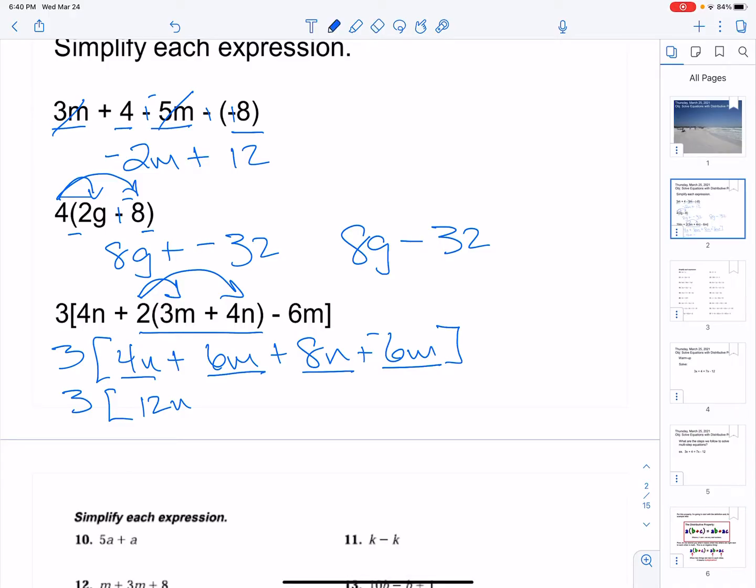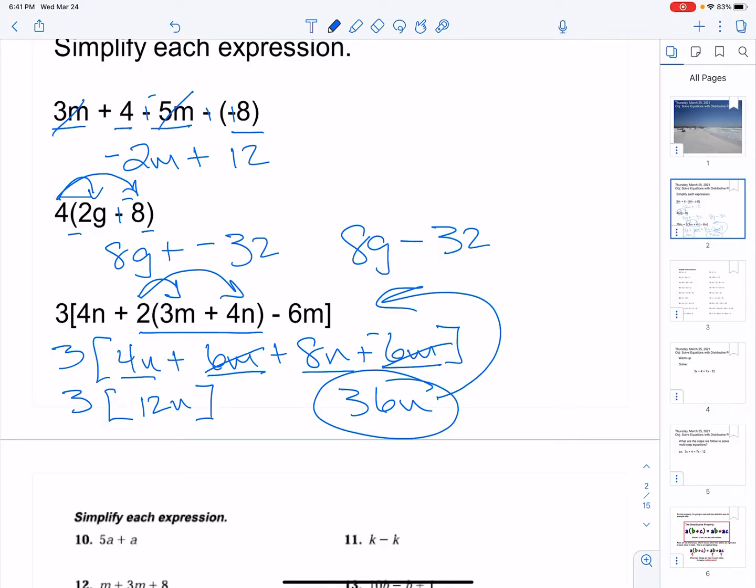Okay, so basically I have 3 times 12n because my 6m's actually cancel, and we just end up with 36n for the simplification of that expression. And that could happen, okay? But that 36n is a lot more simple than that expression right there. So that's what we're doing with the distributive property today.